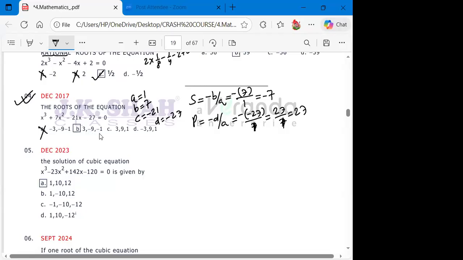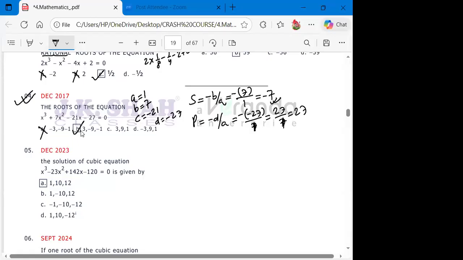Now, just see. If I say this total is, just check how much. 3 minus 9 minus 1 is how much? Minus 7. Sum is 7 minus 7. And product 3 into minus 9 into minus 1 is what? Plus 27. So option is B, correct. Understood? This way I've solved question number 1.